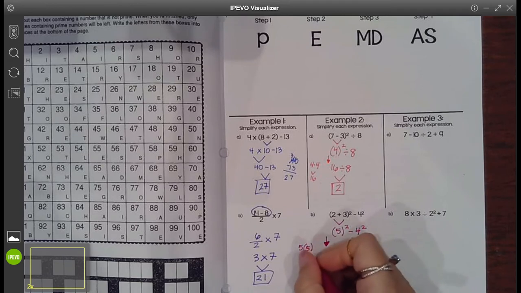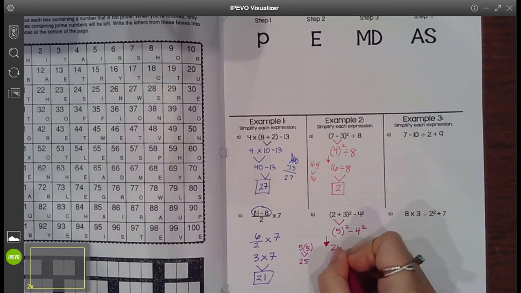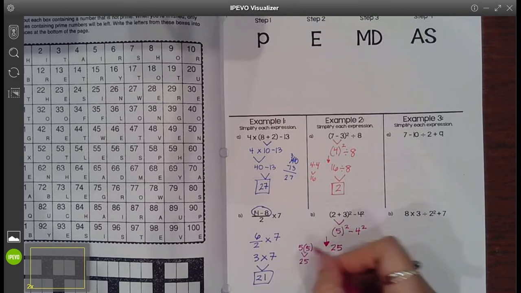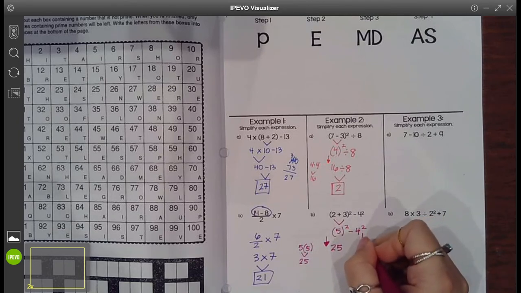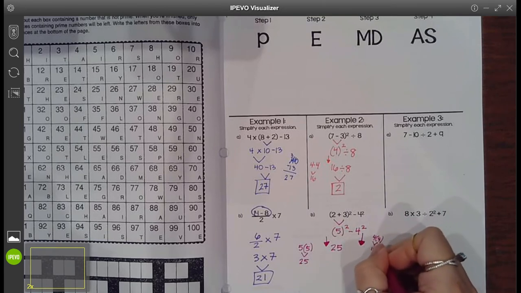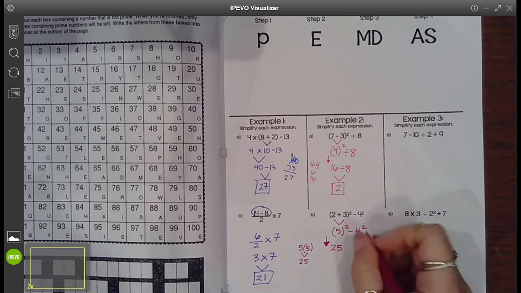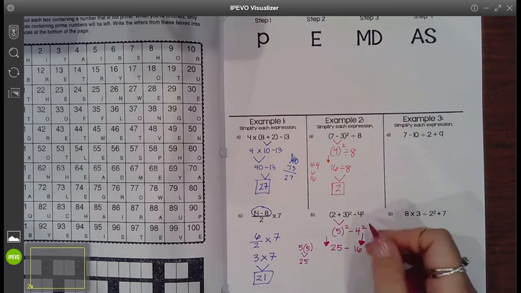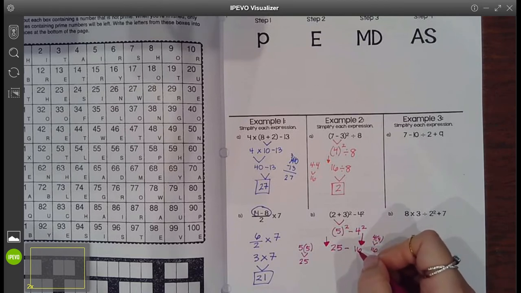And I know it's silly to write it out, but you'd be amazed at how many times I see people just write 10 here. But if you see it written, you're less likely to put a 10 and you'll see, oh yeah, 5 times 5 is 25. Okay, and then over here, that's 4 times 4. Well, 4 times 4 is 16. So that gets replaced with a 16, and there was a minus sign between there. So the 5 squared is replaced with 25. The 4 squared is replaced with 16.